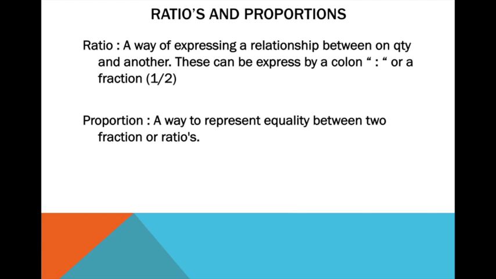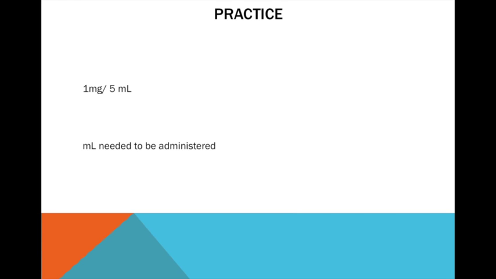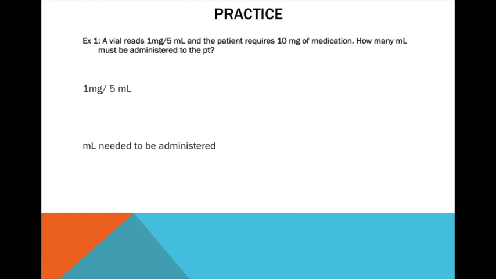But a ratio is defined as a way of expressing a relationship between one quantity and another. These can be expressed by a colon or a fraction. A proportion is a way of representing equality between two fractions or ratios. So for example, a vial reads 1 milligram per 5 milliliters and the patient requires 10 milligrams of medication. How many milliliters must be administered to the patient?